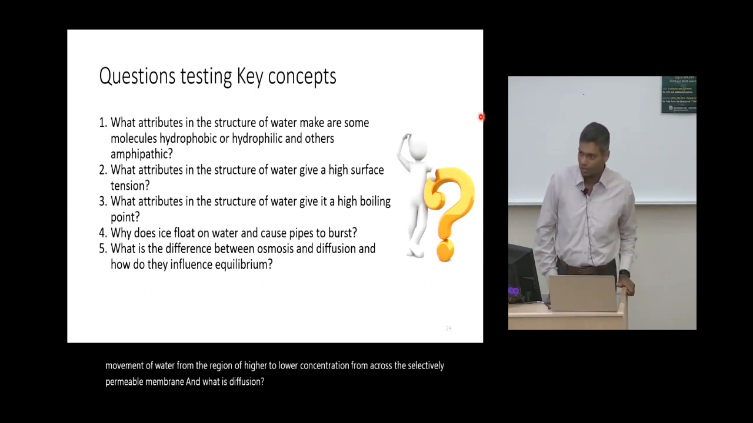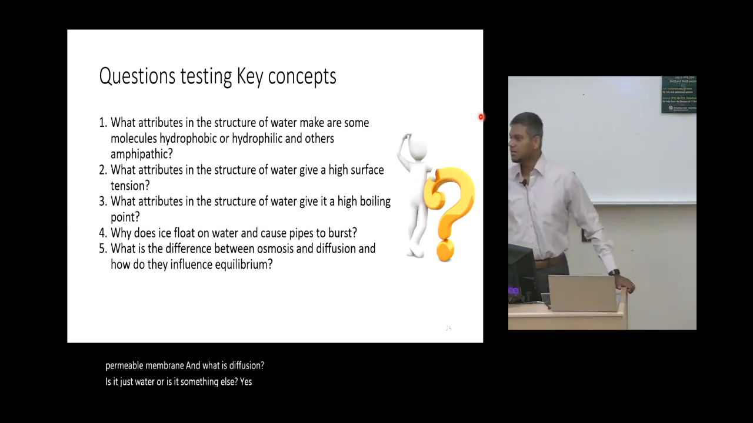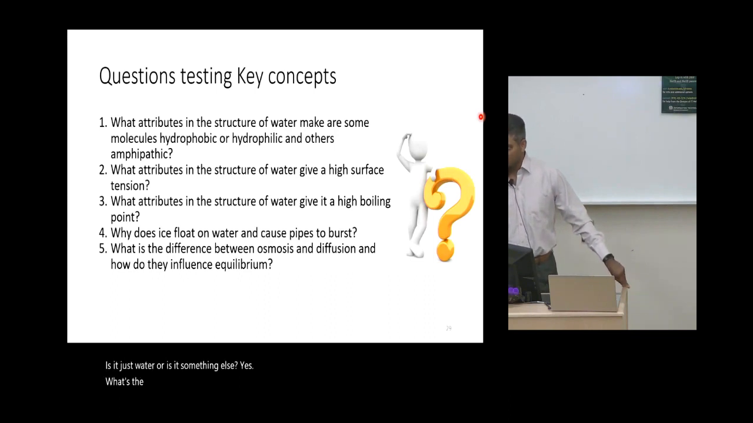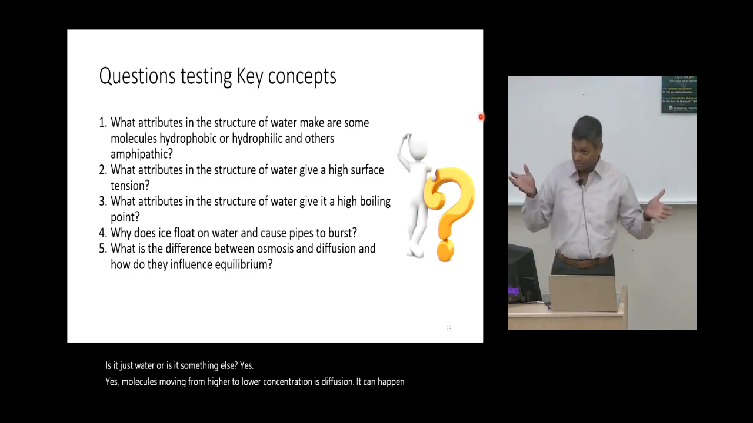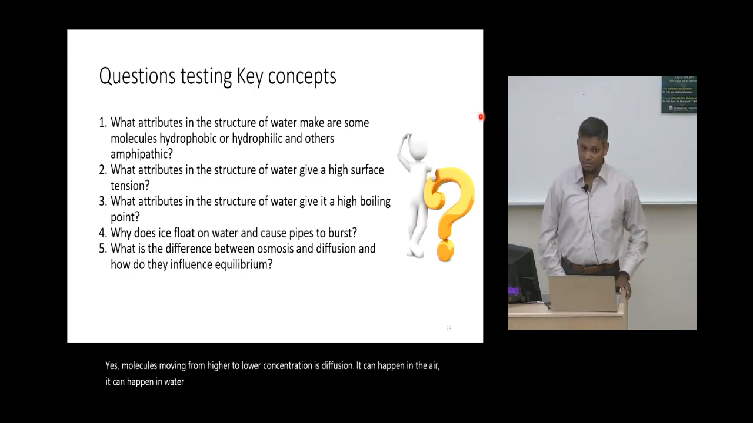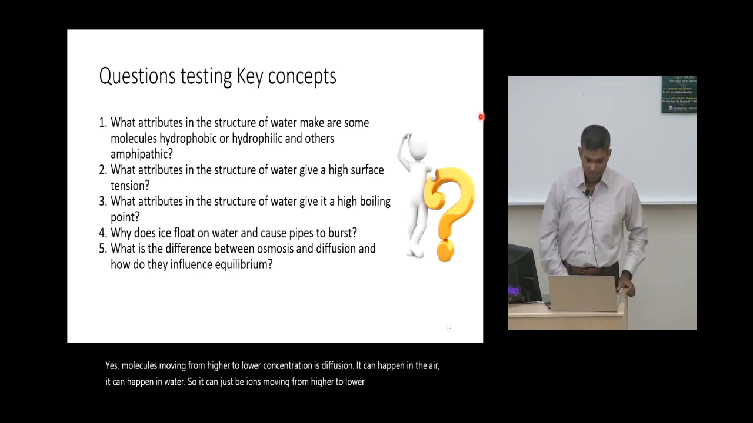And what is diffusion? Is it just water, or is it something else? So molecules move from a higher concentration to a lower concentration? Yes. Molecules moving from higher to lower concentration is diffusion. It can happen in the air. It can happen in water. So it can just be ions moving from higher to lower concentration. And how do they influence equilibrium?